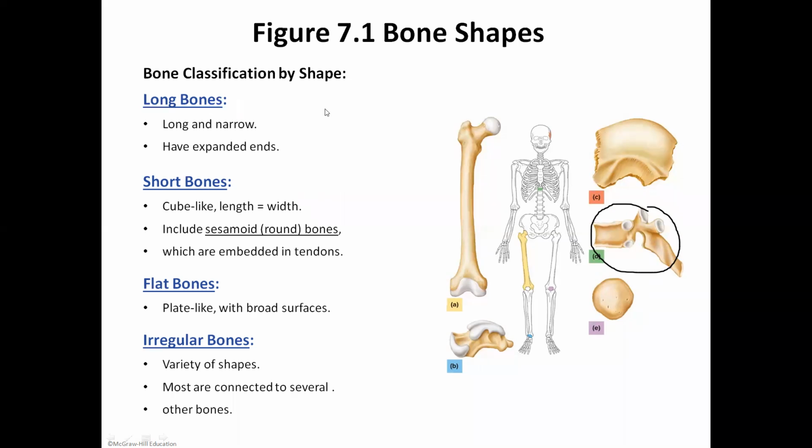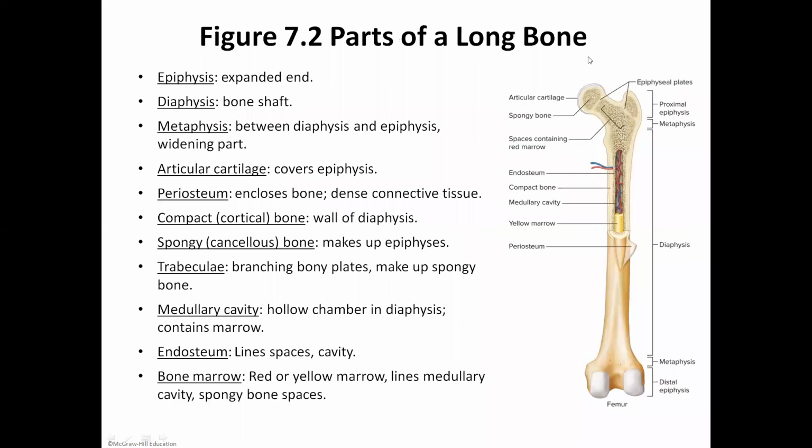All right, now getting into a little bit more detail about a long bone. As I told you before, when we think about long bones, we usually think of our extremity bones, so our humerus, radius, ulna, tibia, fibula, and then of course the femur. And so this picture here that we are looking at is actually of the femur.